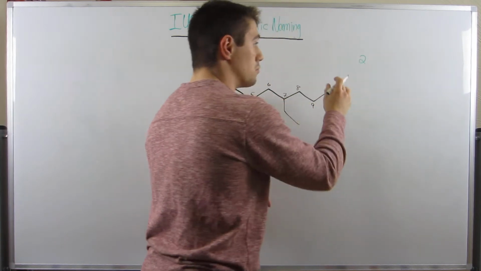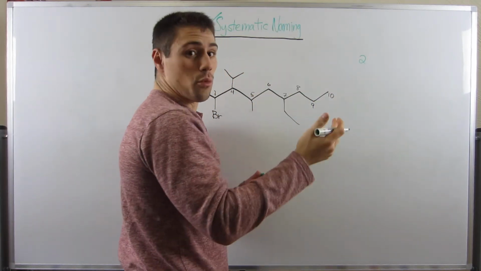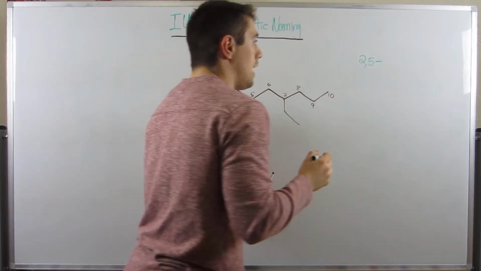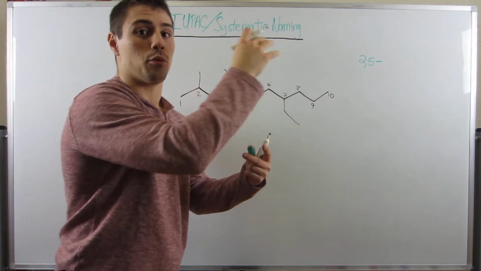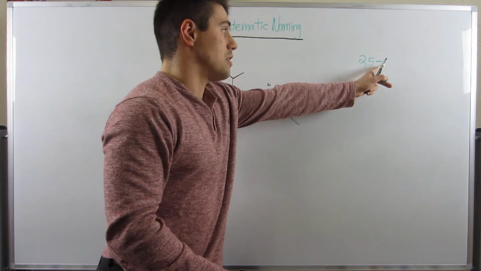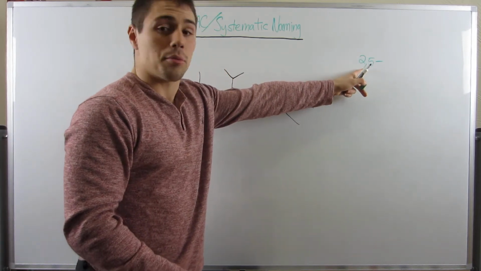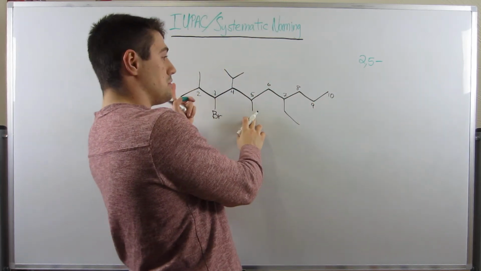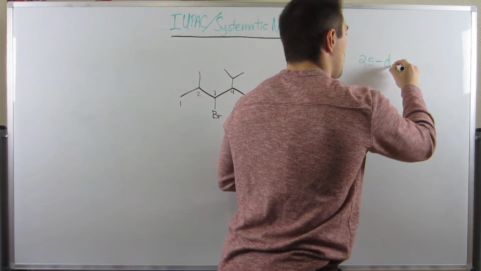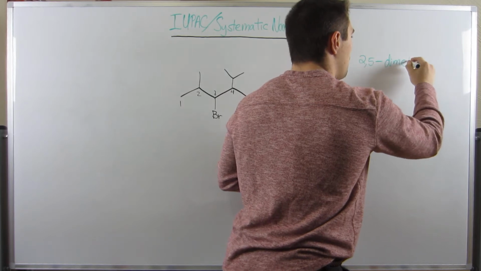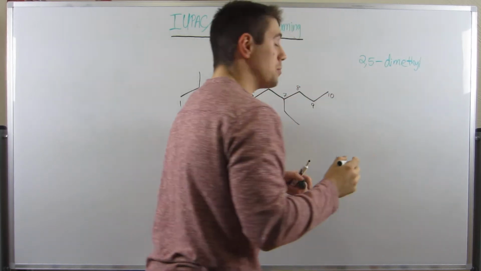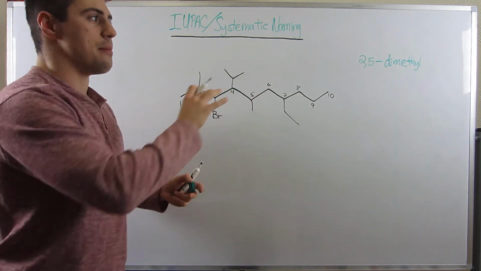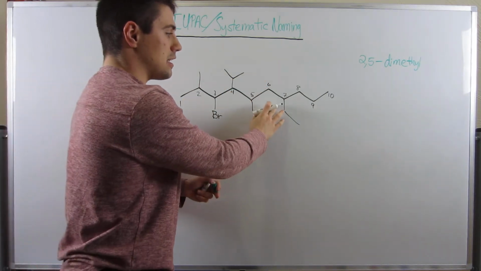So you write the number that it starts on. If there's more than 1, you do 2, 5, and then a dash. Every time you encounter a number and you go to write a word, you always separate it by a dash. If you're writing more than 1 number, you separate them by commas. 2, 5, and we have 2 methyl groups, so this would be written as dimethyl. If you have 3 methyl groups, that would be tri. If you had 4, it would be tetra. Okay, but just dimethyl.